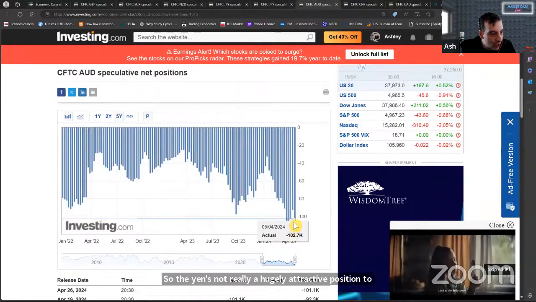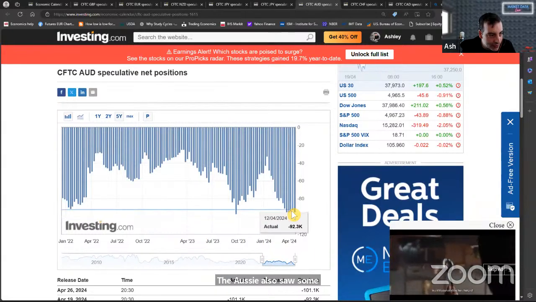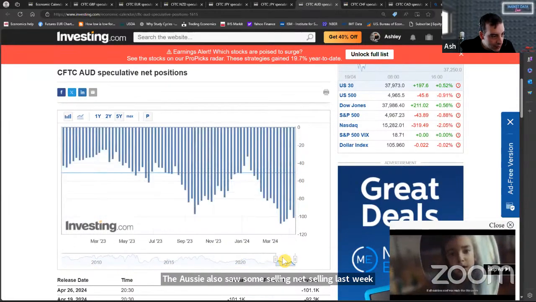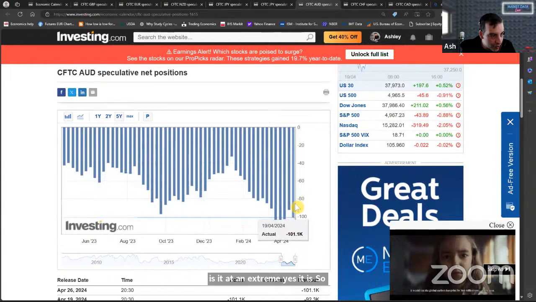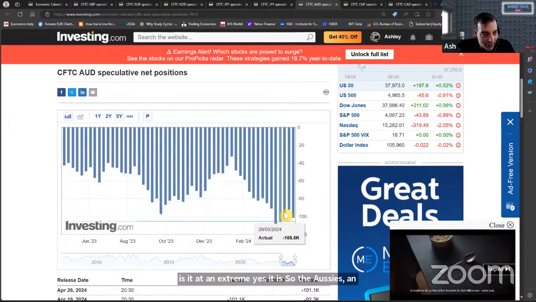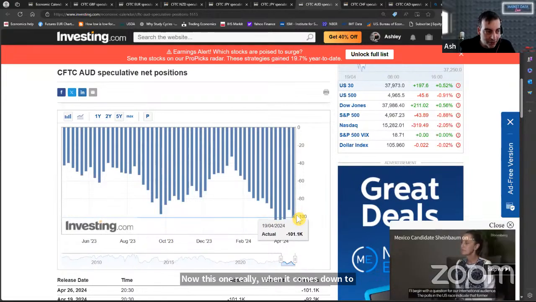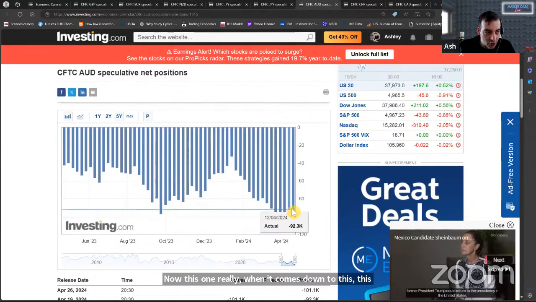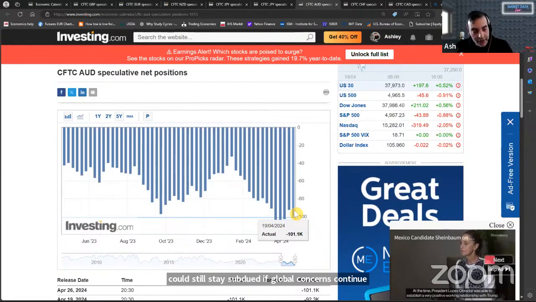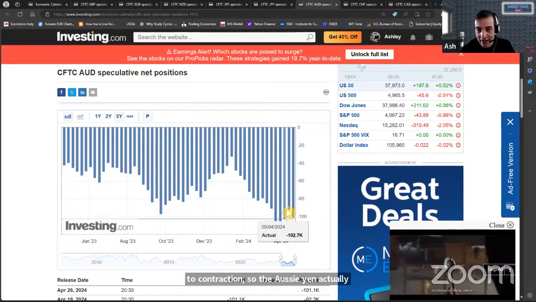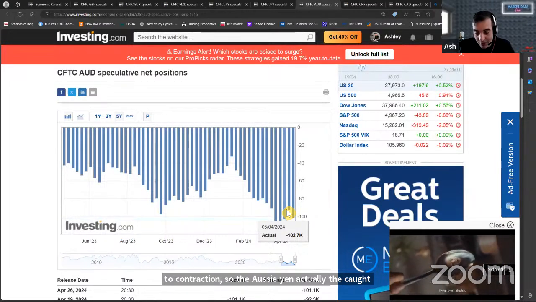The Aussie also saw some selling, net selling last week. Is it at an extreme? Yes, it is. So the Aussies are at an extreme as well. Now, this one could still stay subdued if global concerns continue, because the Aussie is related to growth, the yen is related to contraction. So the Aussie yen, the COT data is saying stay away from that currency pair, which is a bit of a shame, and I'll show you why.